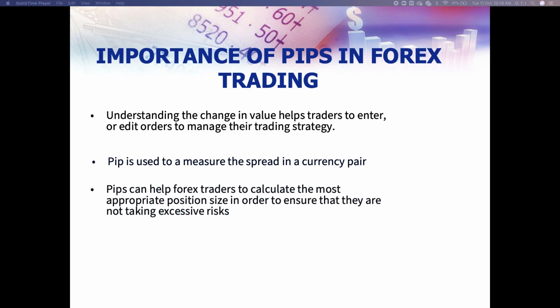Now I also have that pips can help forex traders to calculate the most appropriate position size in order to ensure that they are not taking excessive risks. Like I said earlier when I was explaining the first point, because I'm able to calculate pips in forex trading, whenever I'm taking a trade, I know the amount of pips that I'm risking on any particular trade. Because if you don't know, you end up over risking, which can then blow your account. So just by understanding how to calculate pips, whenever you are taking any trade, you are able to know the amount of money that you are risking, so that you won't be taking excessive risks, right?